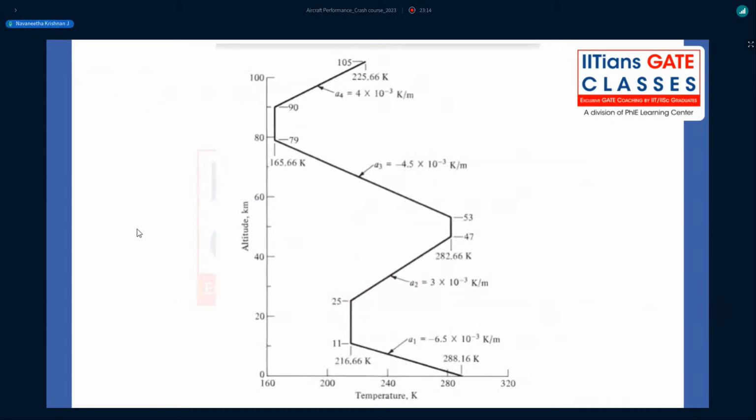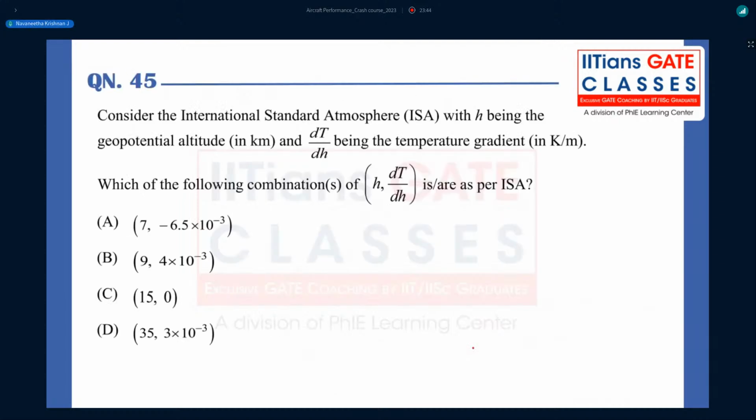We know that ISA is like this, altitude versus temperature. So the dT by dH value from 0 to 11 kilometer altitude is minus 6.5 into 10 power minus 3 Kelvin per meter. Up to 11 kilometer altitude, the lapse rate remains minus 6.5 into 10 power minus 3, the rate at which temperature decreases with respect to altitude. So if you see option A, at 7 kilometer altitude, the lapse rate is minus 6.5 into 10 power minus 3. So option A is correct.